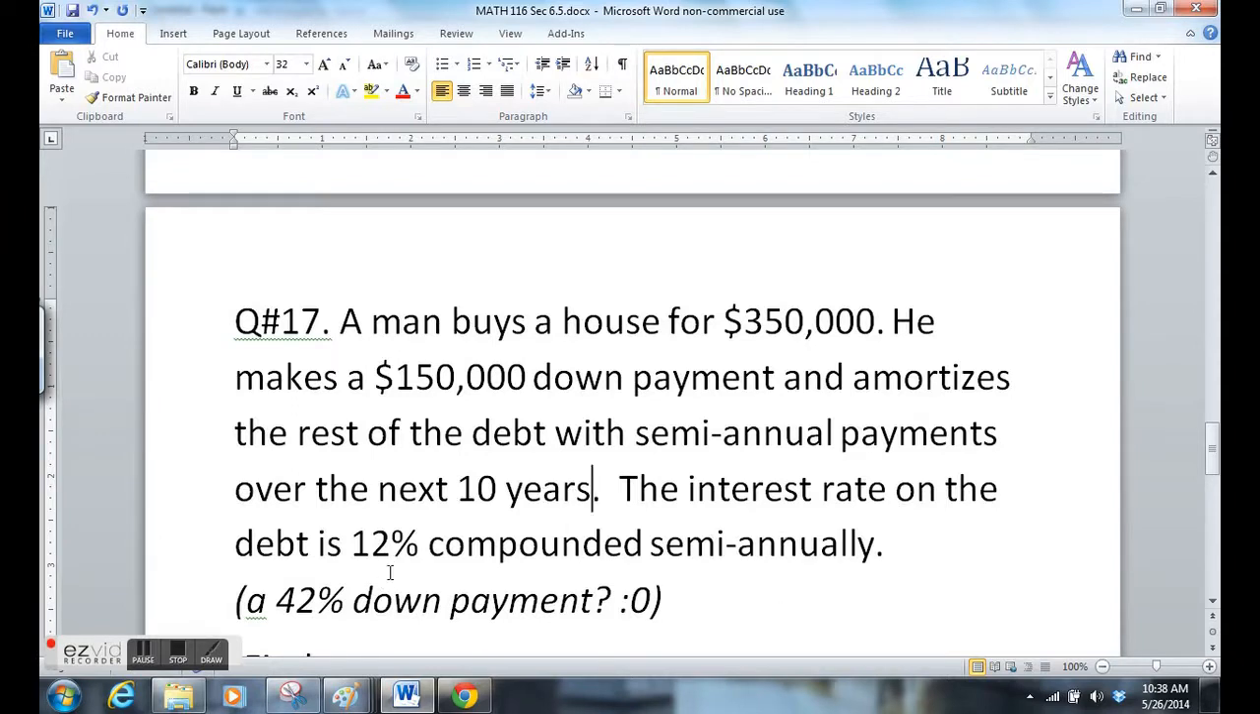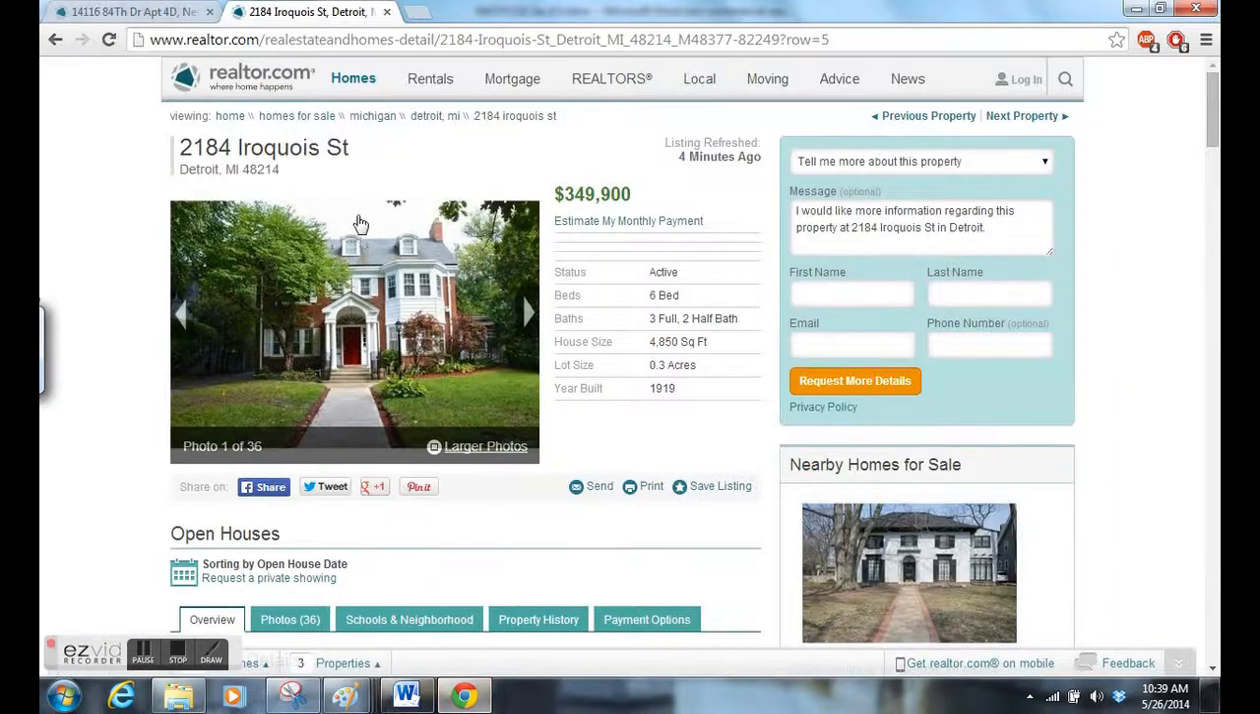So the interest rate on the debt is 12% compounded semi-annually. First thing I'm noticing is he made a 42% down payment. Wow, good for him. He should get a lower interest rate for that, but he's only taking out a 10-year mortgage. So anyway, as a bit of an aside, I thought, what kind of house can you buy for $350,000?